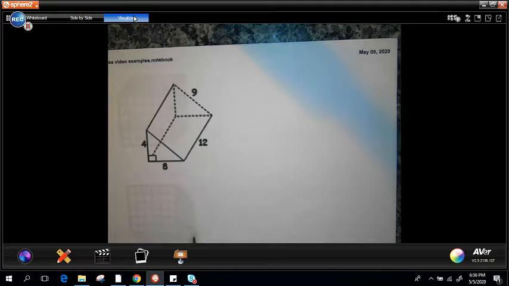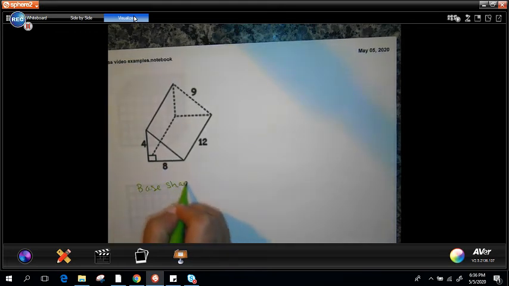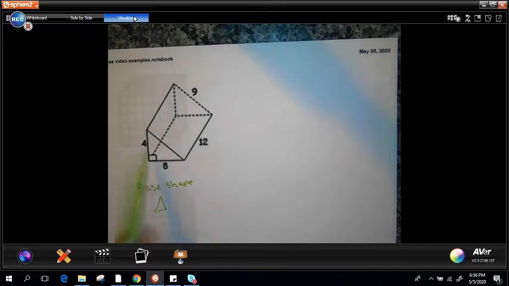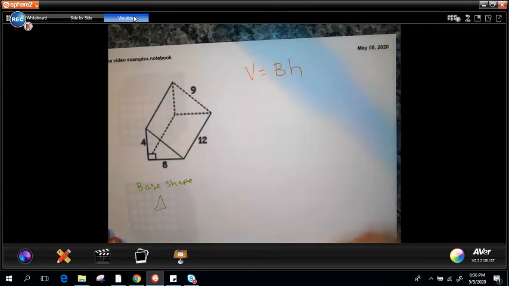We name it by the bases, a triangular prism. So that means the base shape is a triangle, okay? And in this case, it is a right triangle. So let's go ahead and start finding the volume. Remember, volume equals area of the base times height.